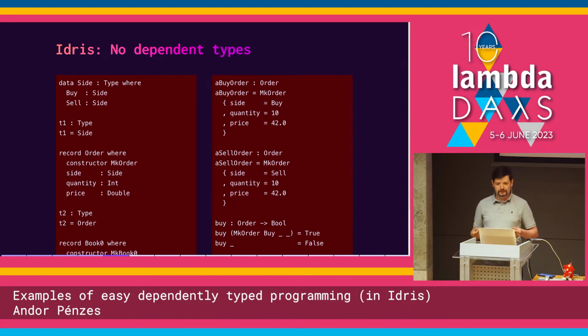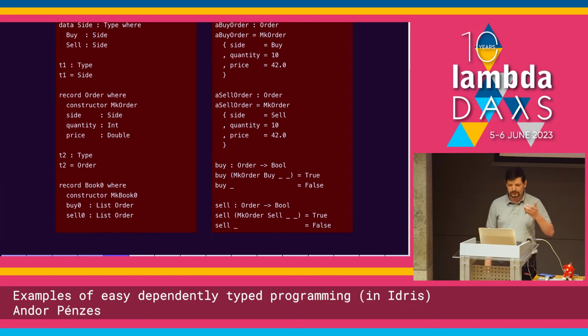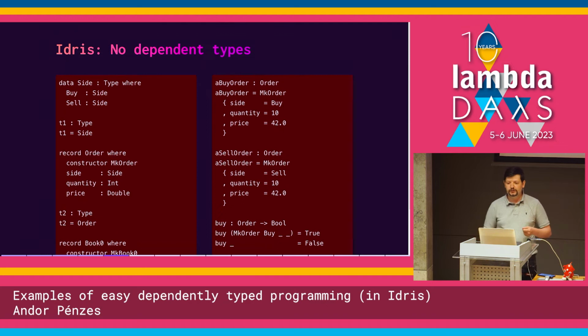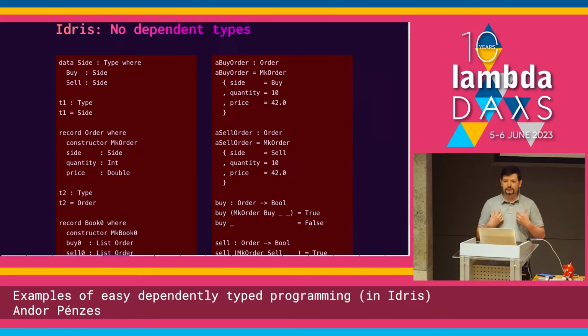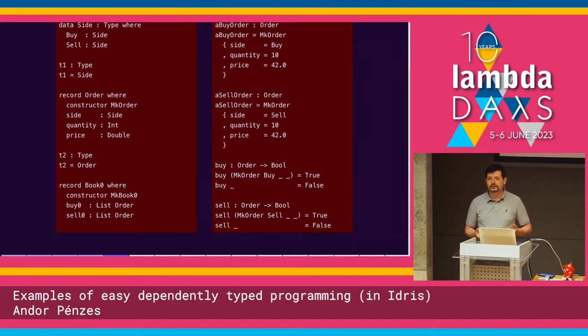So how can we represent this in Idris, with no dependent types yet? We can have a data type which has the side for buy and sell. We can create the order record, which has the side, a quantity, and the price. And we can create this table of books, let's call it book0, which has two fields, one for the buy side and one for the sell side. This is the original from the Haskell example, and here are two examples, for the buy order and the sell order, of how you can do that in Idris. And in normal functional programming, we create predicates on orders, checking if something is a buy order or a sell order. There are no dependent types involved here, just normal functional programming.